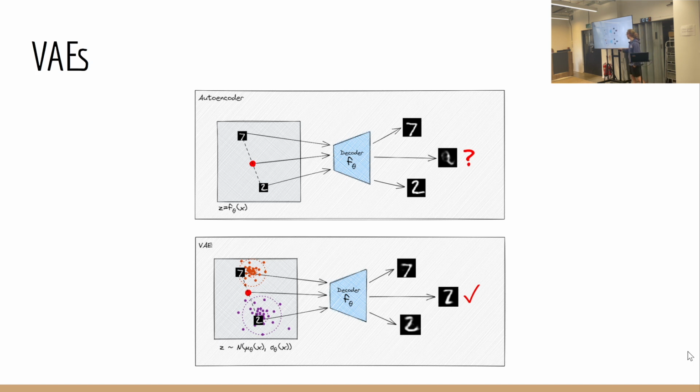Because for the reconstruction loss, if I were to feed through a 7 or feed through a 2, this is kind of close to both, if you measure the pixel difference. Whereas if I feed through an 8, it'll probably get mapped to somewhere else, because the model wouldn't want to reconstruct an 8 like this, because this doesn't look like an 8. This is the kind of higher level intuition.